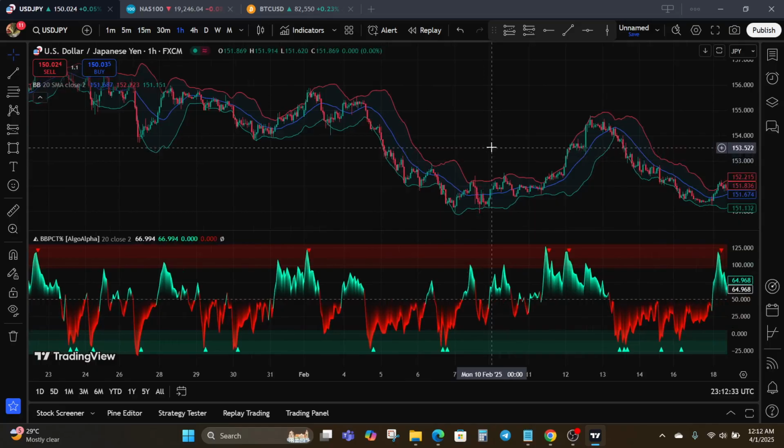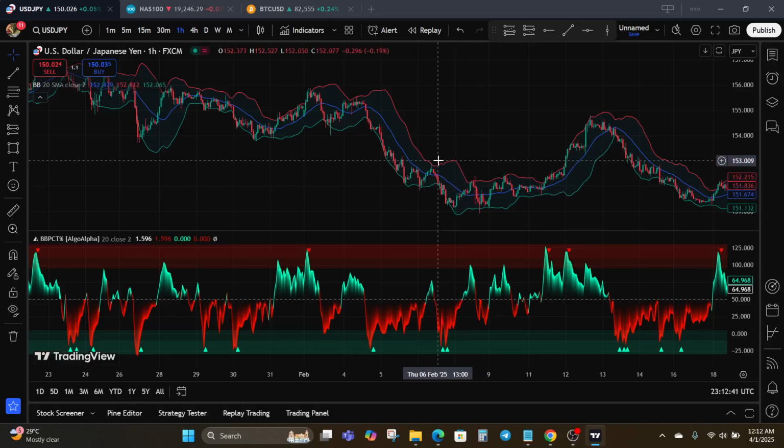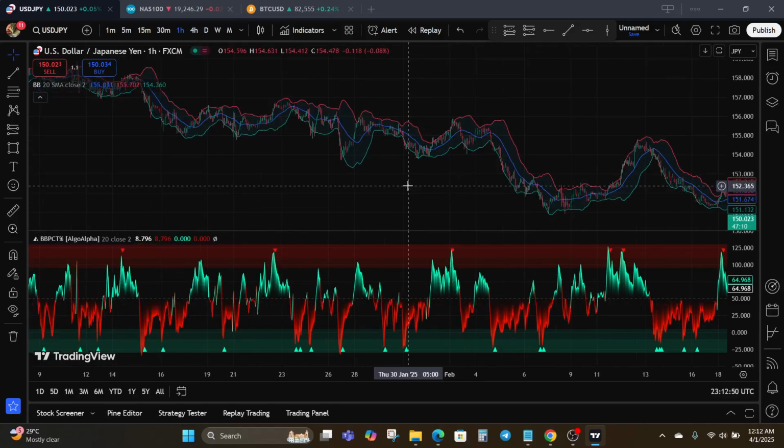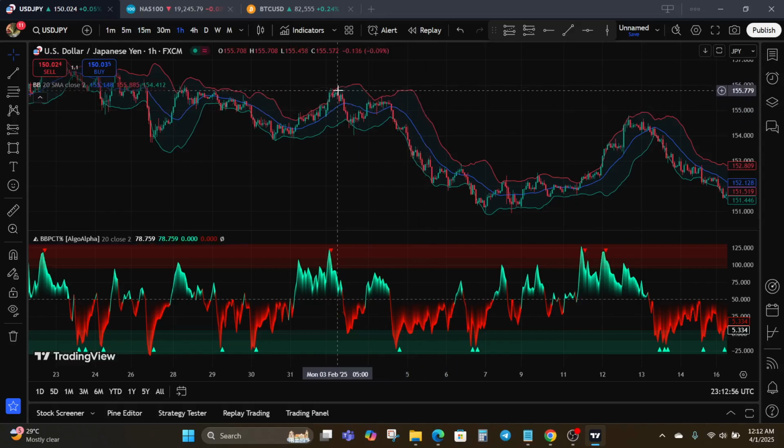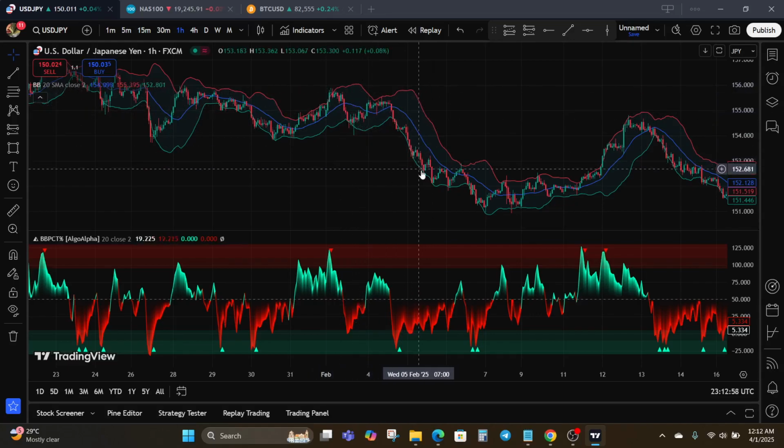Now, the Bollinger Bands consist of a middle band, usually a 20-period moving average. Then it also has an upper and a lower band that expand and contract based on market volatility. When price reaches the upper band, it signals potential overextension. When price hits the lower band, it suggests that the market may be oversold.